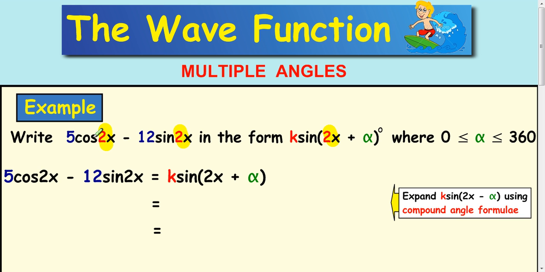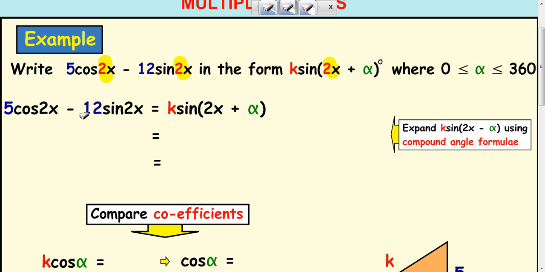If you had a 5x here and a 5x here, then you would rewrite the wave function formula here with a 5. So let's look at how that pans out. So first things first, let's multiply the bracket out using the addition formula.